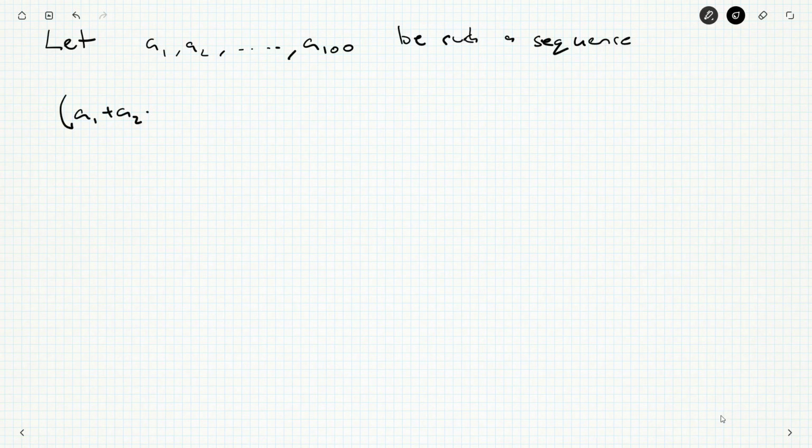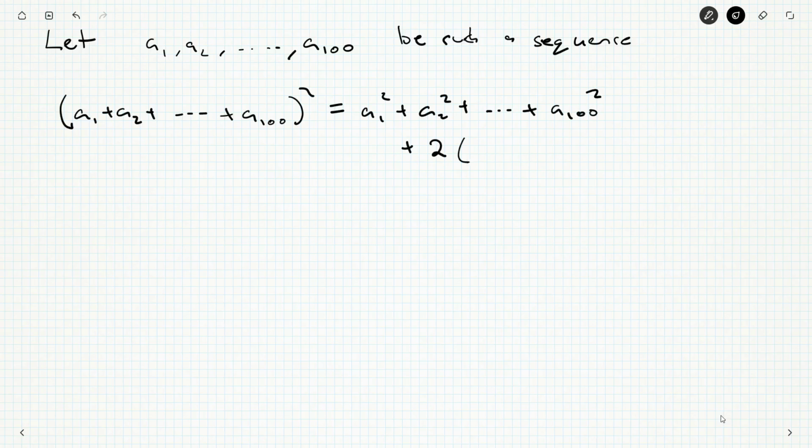A1 plus A2 plus A100, all squared, is equal to A1 squared plus A2 squared plus A100 squared plus twice the Paesi sum.